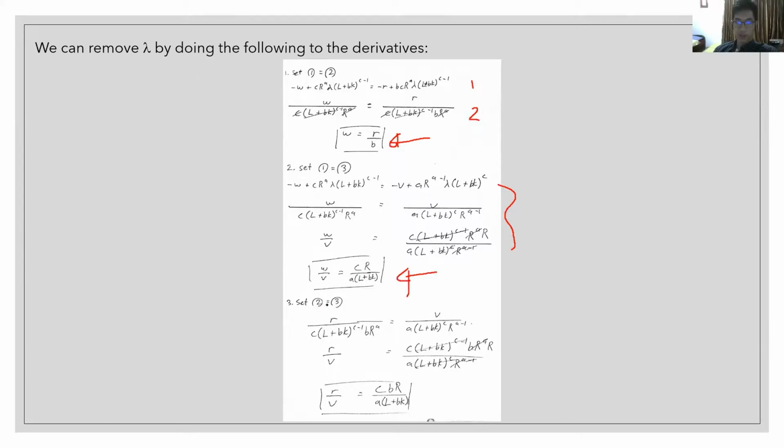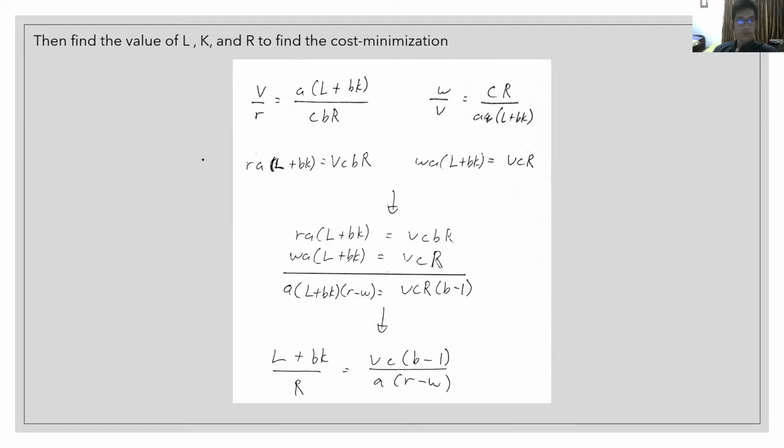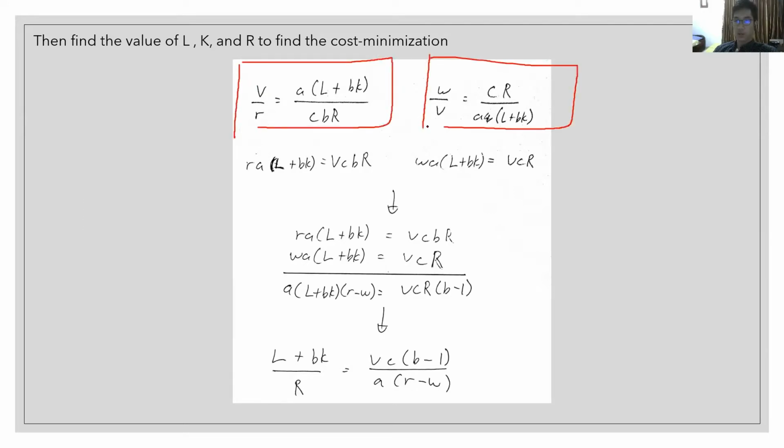And then over here, set 2 equals to 3, same thing, and we find the final value R over V equals to C BR over A L BK. Now we can find the value of L, K, and R to find the cost minimization. So what I did here, I found a lot of similarities between these two equations. To make it easier, I just cross-multiplied them and compared them. And we can see here that they have very, very similar structures. And we assume that A and A, L and L, BK, everything has the same value, right?